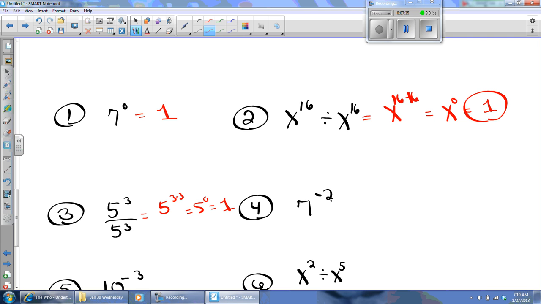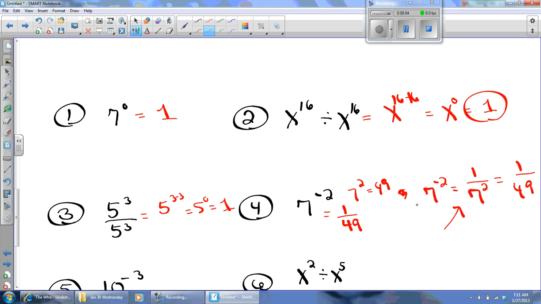Now, a negative exponent means use the reciprocal. Well, I know that 7 squared is 49. Therefore, 7 to the negative second is 1 over 49. Another way to think about it, 7 to the negative second is the same as 1 over 7 squared. 7 squared is 49.